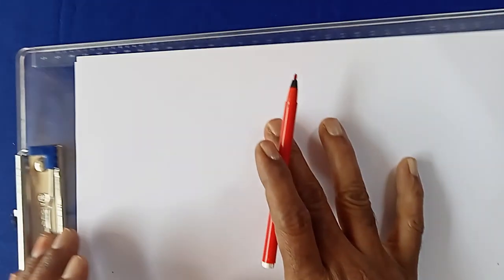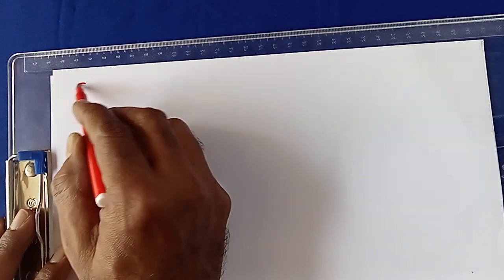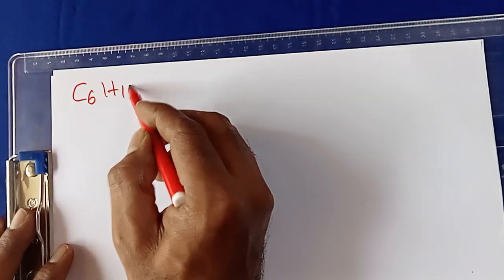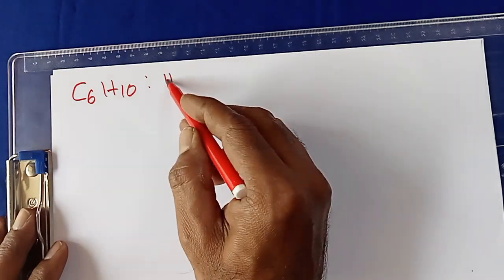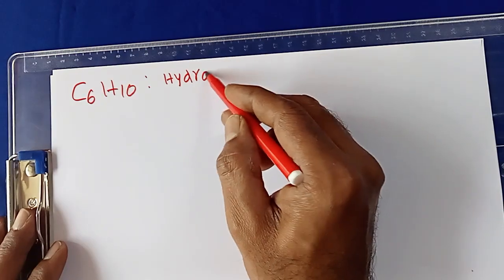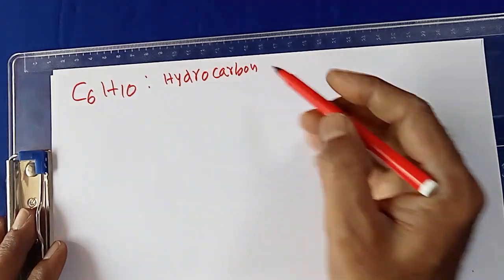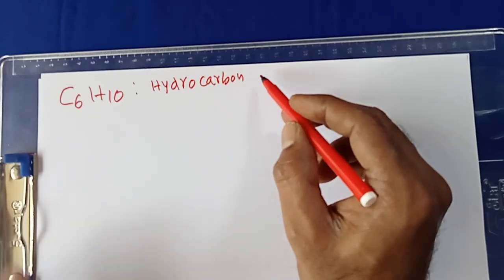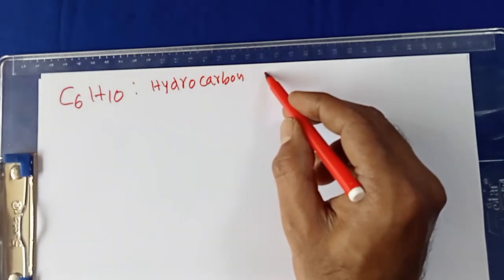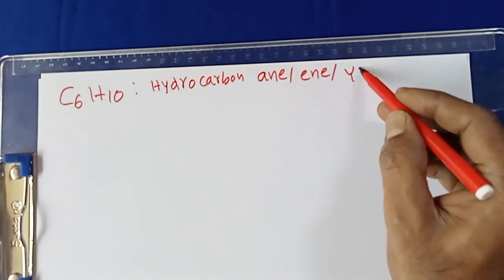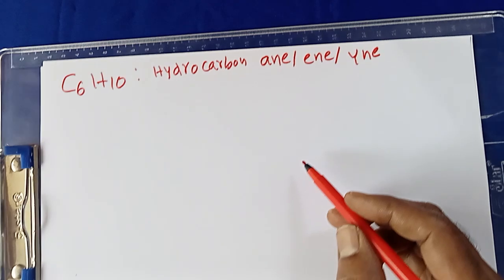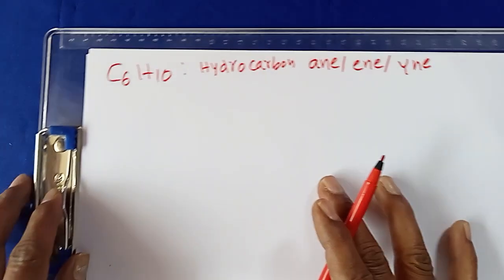C5H12O. Then next molecular formula, C6H10. For this one, what are possible? This is a hydrocarbon. For a hydrocarbon, hydrogen and carbon are there. Now, for a hydrocarbon, what is possible? Alkane and alkene and alkyne are possible. So you need not remember the degree of unsaturation.